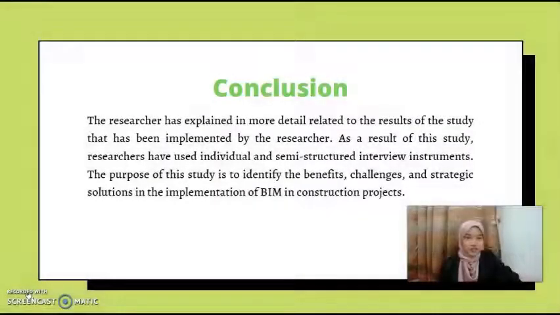The researcher has explained in more detail the results of the study that has been implemented. As a result of the study, researchers have used individual and semi-structured interview instruments. The purpose of the study is to identify the benefits, challenges, and strategic solutions in the implementation of BIM in construction projects. The result of the discussion made in the interview can help the researcher in obtaining clear and accurate information and provide a more in-depth explanation based on the questions and objectives set by the researcher.